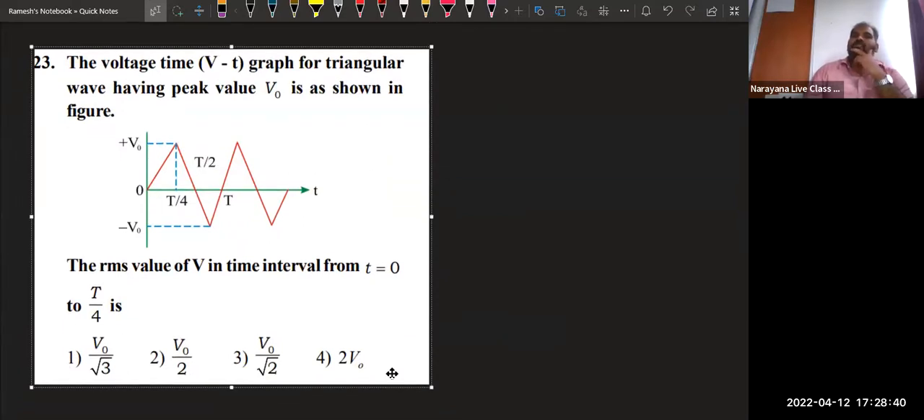The voltage versus time graph for a triangular wave having peak value V0 is shown in the figure. Find the RMS value of V in the time interval from 0 to 1/4 of the cycle. Someone tell me the formula.